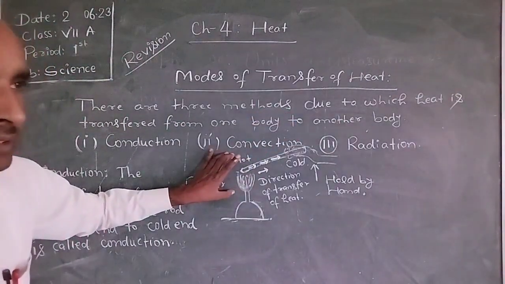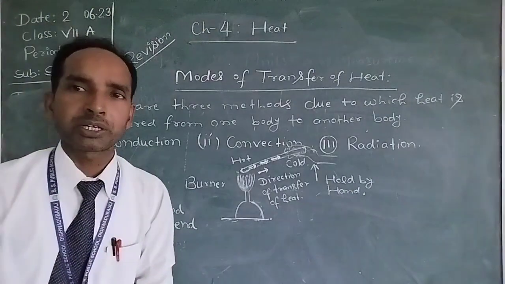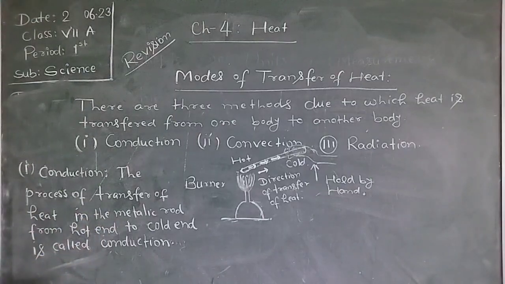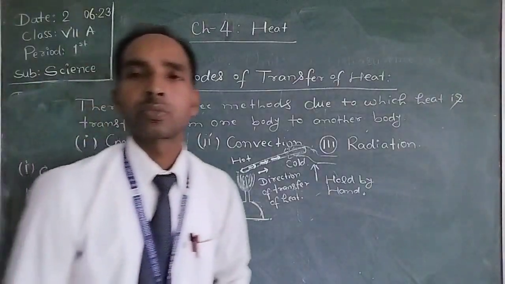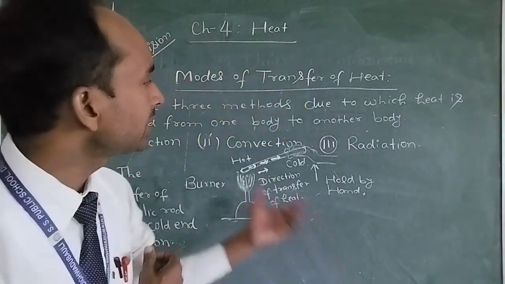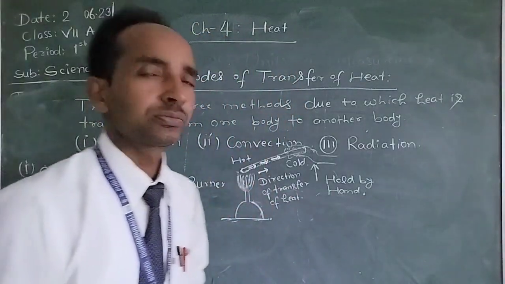This happens only in solid materials, and the process of transfer of heat in a metallic rod from its hot end to the cold end is called conduction. And the next method is convection.